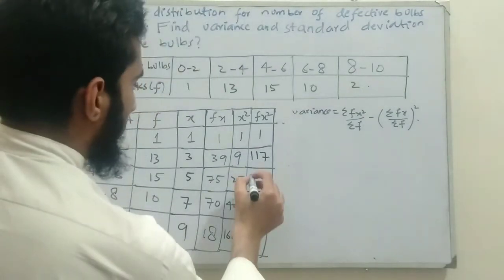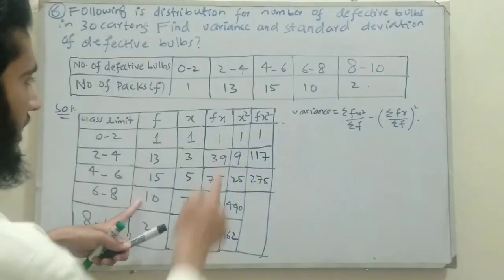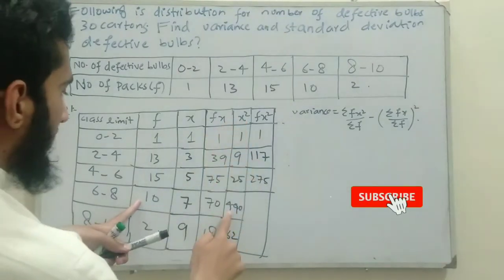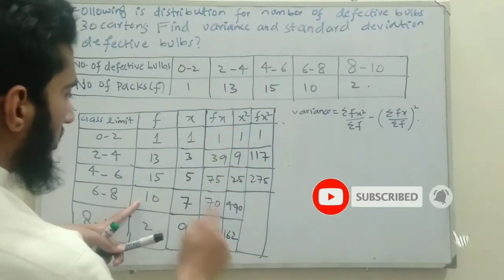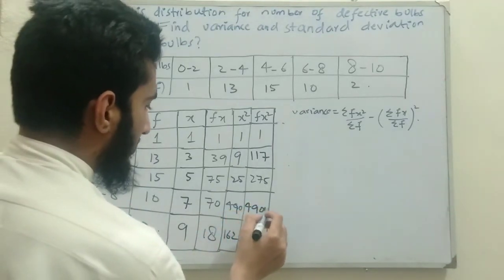So here the result will be 275. After this, multiply f, which is 10, and x square is 490. So it will give us 20 and 49, so it will give us 4900.